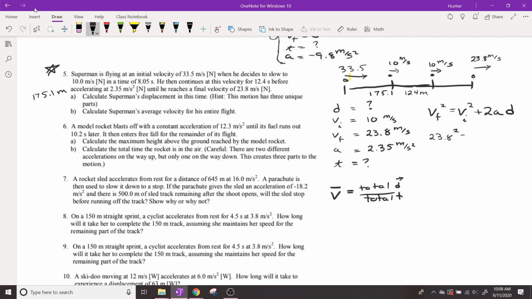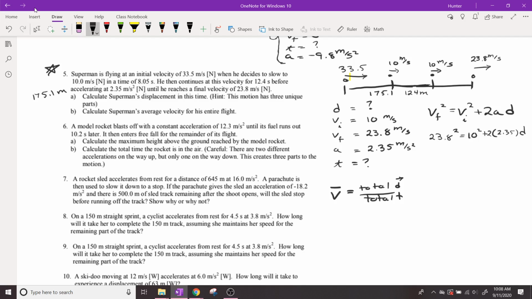So it's 23.8 squared. The VI is 10, so that'd be 10 squared, plus 2 times whatever they gave us, 2.35 times d. We have everything except for d, so I think this will work. We can find the displacement this way. We're just going to have to worry about those squared numbers, which can be resolved pretty easily.